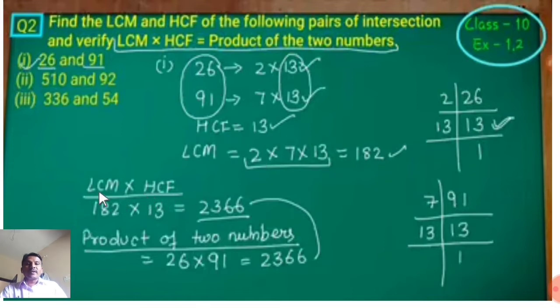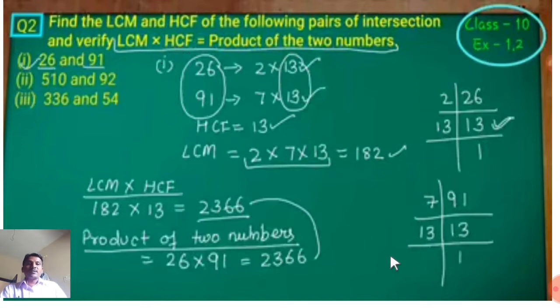Now we have to verify HCF into LCM is equal to, HCF is 182 and LCM is 13. Sorry, LCM is 182, HCF is 13. So multiply these two, it gives 2366. Product of two numbers, 26 and 91. Multiply these two also, this also will be 2366. Therefore, what you have to conclude here? Product of two numbers is equal to LCM into HCF.